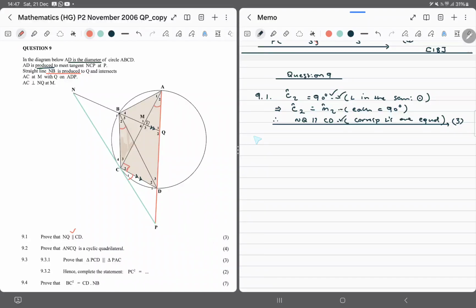Okay, all right. Let's get to 9.2. 9.2 says prove that this is a cyclic quadrilateral, A and CQ. Whoops. So this means we need to do this. We need to prove either that this angle Q1 is equal to this angle. Right?